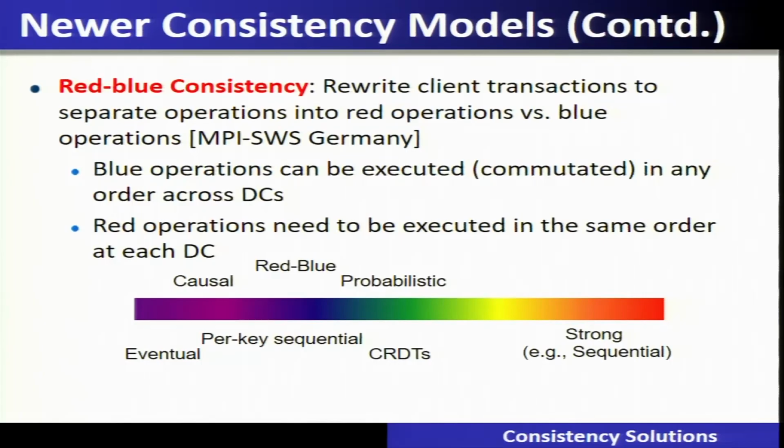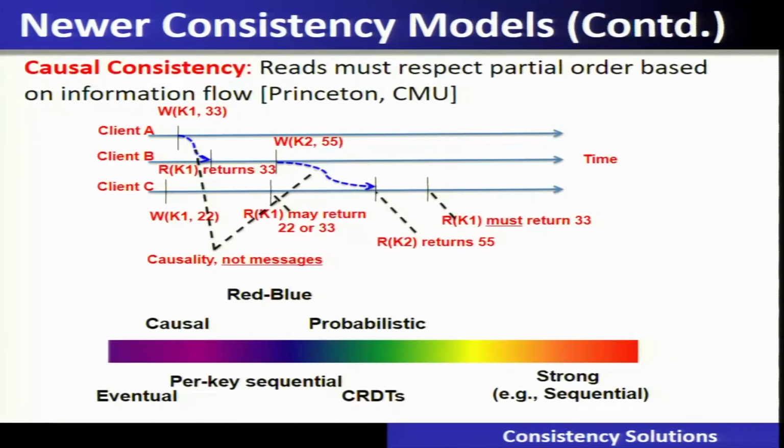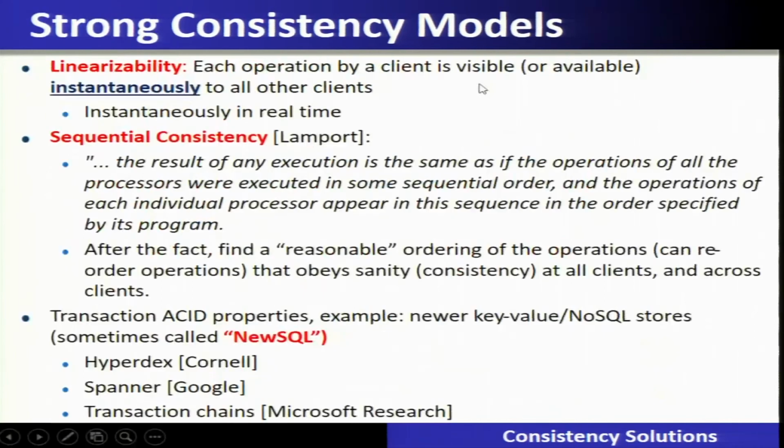Red blue consistency means that it will rewrite the client's transaction into separate operations, red operations versus blue operations. Blue means it can be executed in any order in any data center. Red operations need to be executed in some order. This is called causal consistency, that is, the reads respect the partial order based on the information flow, and this is developed by Princeton and CMU. It is shown over here.